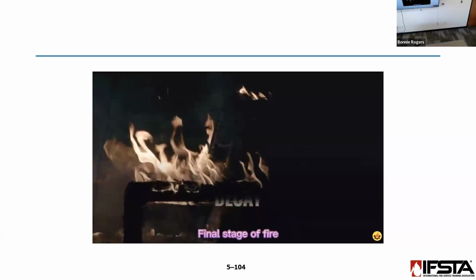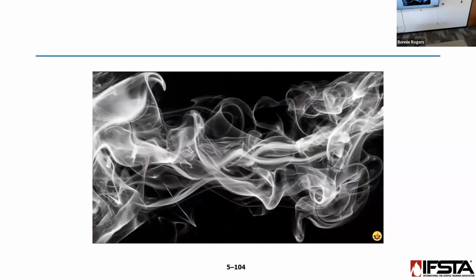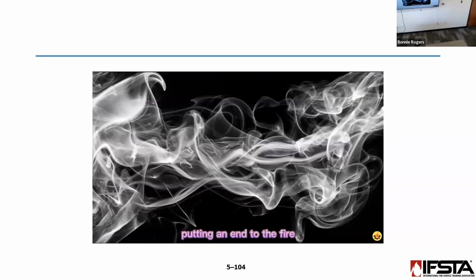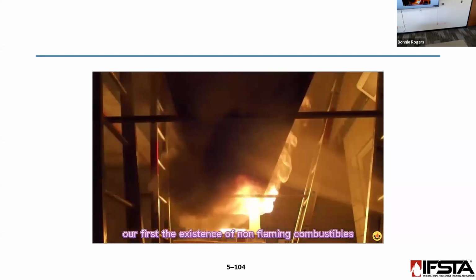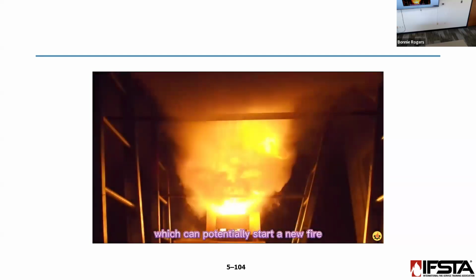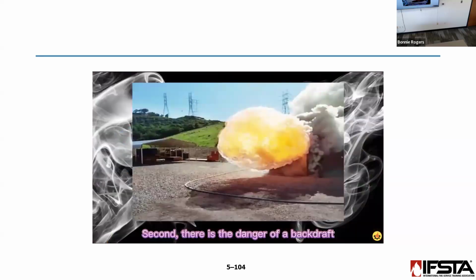Decay stage, the final stage of fire. It is usually the longest stage of a fire. It occurs when a fully developed flame starts to run out of fuel or oxygen, putting an end to the fire. Two common dangers during this stage are: first, the existence of non-flaming combustibles, which can potentially start a new fire if not fully extinguished. Second, there is the danger of a backdraft when oxygen is reintroduced to a volatile, confined space.